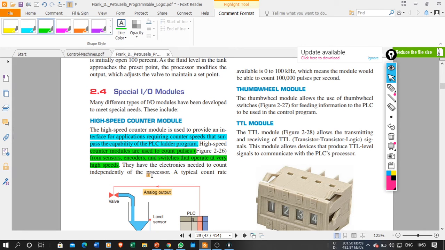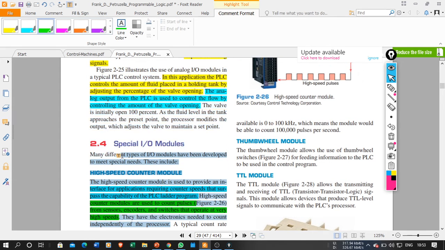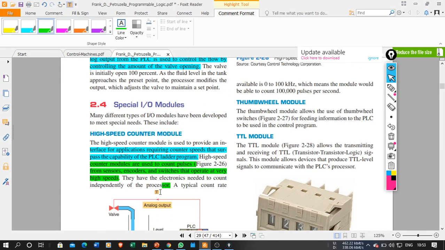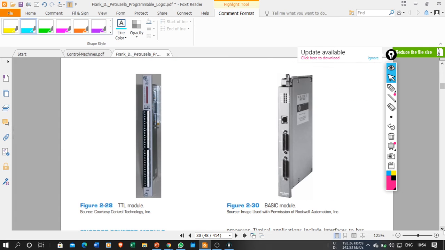They have the electronics needed to count independent of the processor. If I were to rely on the processor, my signal would go from the input device to the processor, the processor would execute it, and after execution it would send the signal back. This requires a certain time. So instead of this, they have internal circuitry.